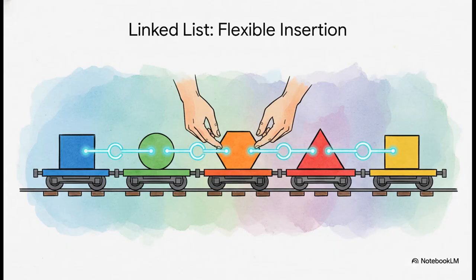Next up, we've got the linked list. So instead of a fixed shelf, I want you to imagine a train. Each piece of data is like a train car, and it just points to the next one in the sequence. And here's the really clever part. What if you need to add a new car right in the middle? No big deal. You just unhook and rehook the connections. It's way more flexible than trying to shove a new box onto the middle of an already full shelf.